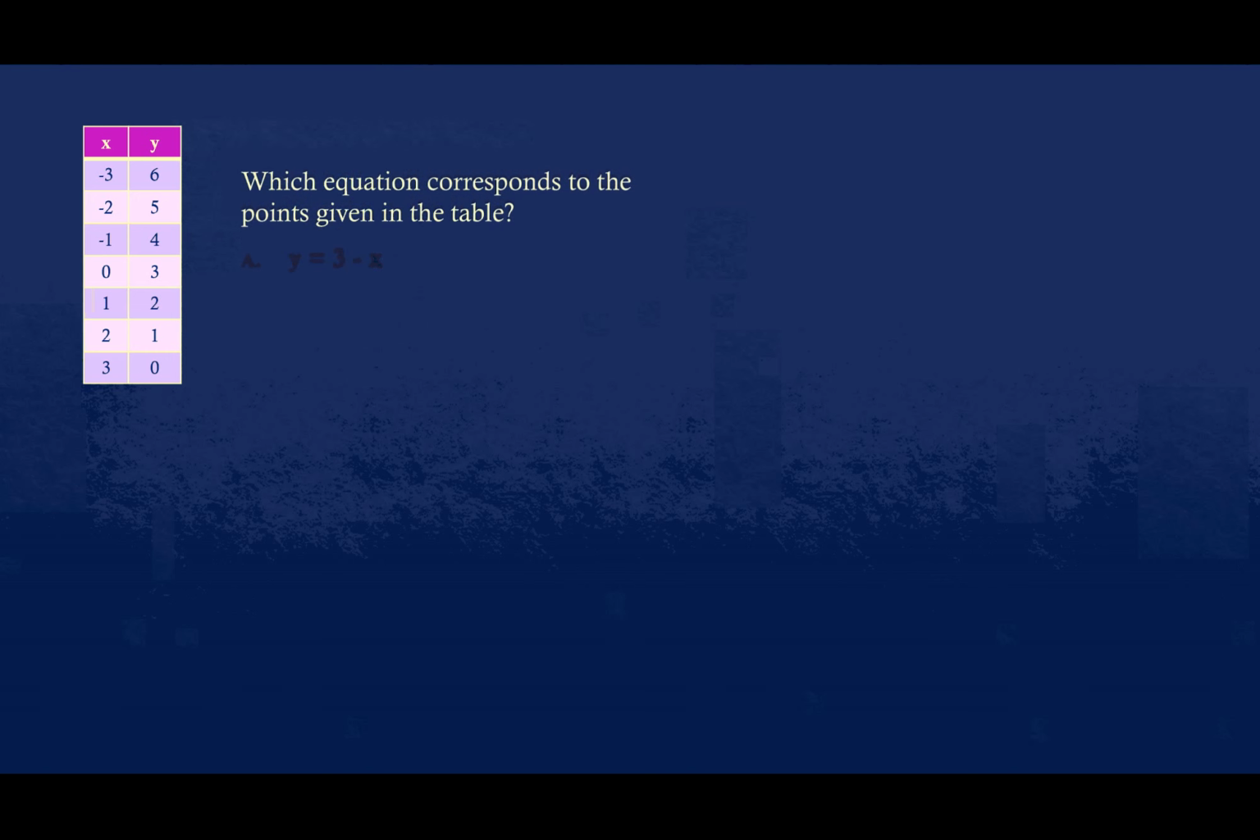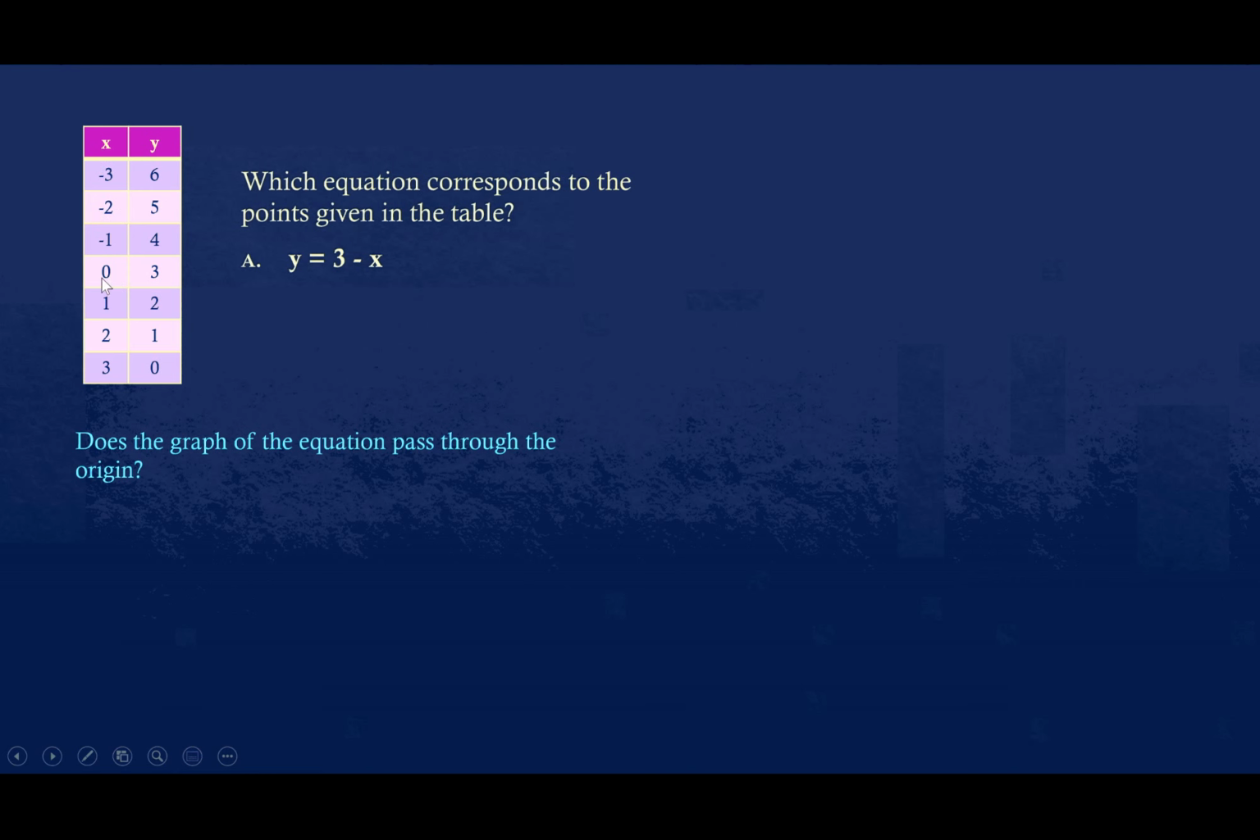We know which equation matches our coordinates, but we want to also know, does the graph of the equation pass through the origin? Now, we're going to look at the graph in a moment, but before we even do, do you know what the origin is? The origin is where both x and y equal 0 at the same time.